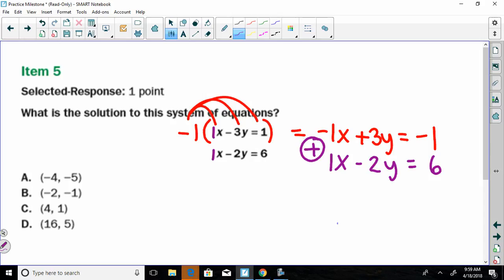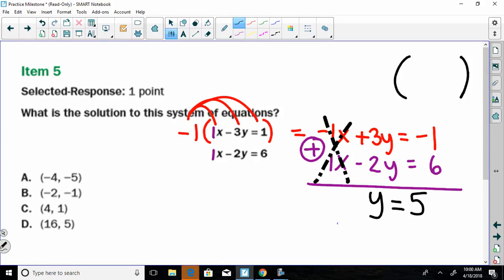And so there's a chance that this could be an open-ended where you would have to explain each step. So we add so that we can get rid of the x. What's negative 1 plus 1? 0. So I eliminated it, right? Then we add down, what's 3 plus negative 2? 1y, or we could just put y. What's negative 1 plus 6? 5. So right away, we know our y coordinate, when they cross, is going to be 5. Which ones don't have that? B, C, and A. And notice that they want to try to trick you with that sign.